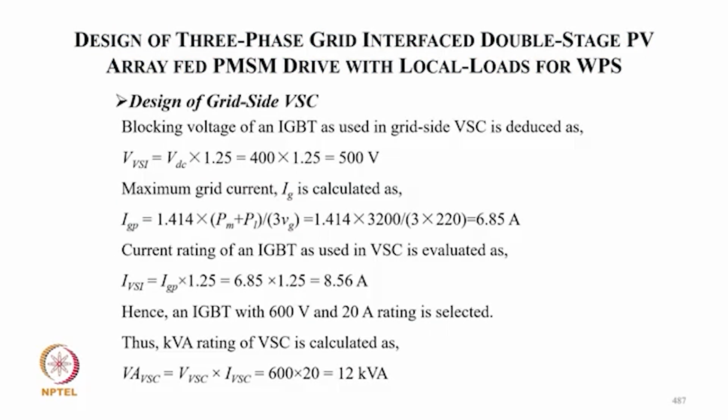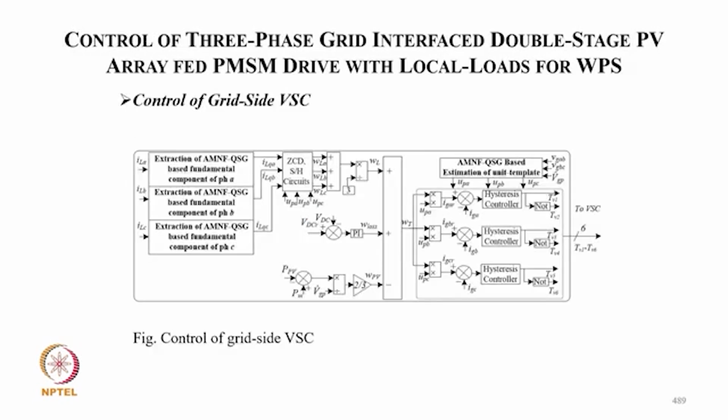So for design of the grid side converter, the VSI rating is considered and accordingly ratings are selected. And this is the control of the grid side converter. We have a load current, so we can filter the fundamental current, and then we have a weight corresponding to that, so we have calculated the load power, then DC link voltage control gives the loss component, and the PV power gets subtracted. It may vary accordingly, and the weight is decided.